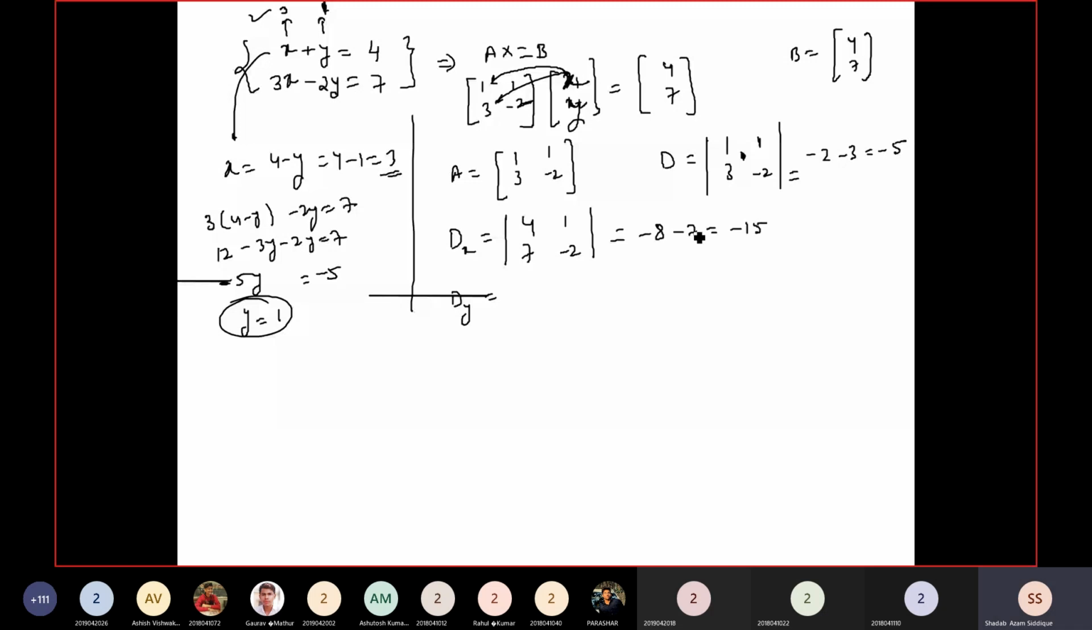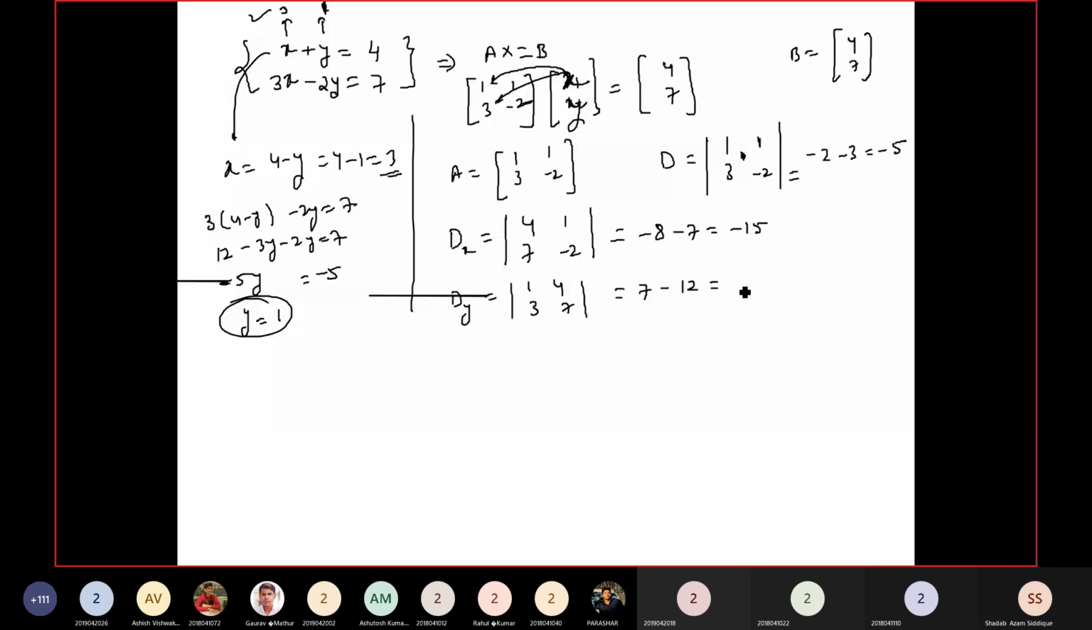So this is minus 15. Now for dy, y will always be multiplied with the second column. So you eliminate the second column and write the B matrix there. The first column 1 3 is written as it is, and 4 7 is written here. Now take this determinant: 7 times 1 is 7, 7 minus 12 is minus 5.